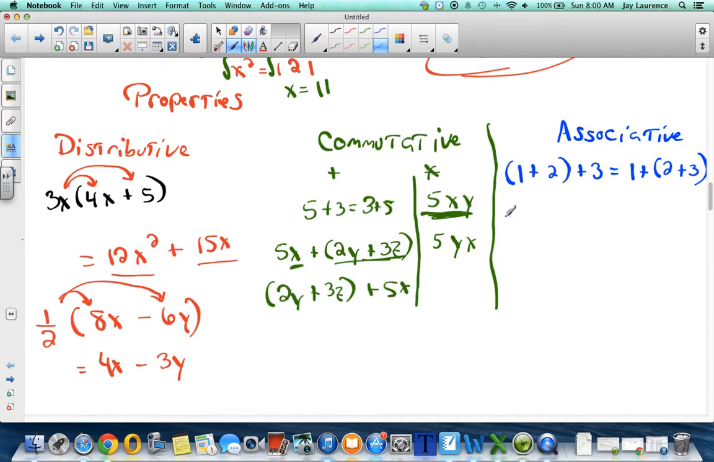Of course, multiplication has it. If I did the quantity 2 times 3, times 4, that would be the same as 2 times the quantity 3 times 4, like that. Oops, can't see a 4 there. There we go. And again, you could do 12 inside the parentheses. 2 times 12, 24. And then you could do 6 times 4, which would be 24. That's the associative property of multiplication.